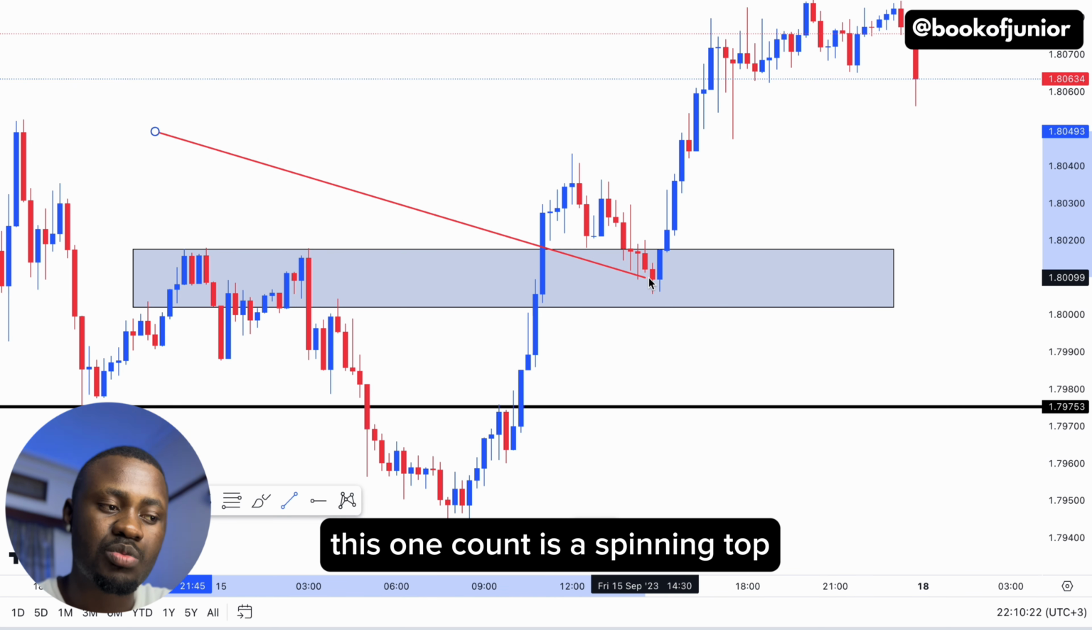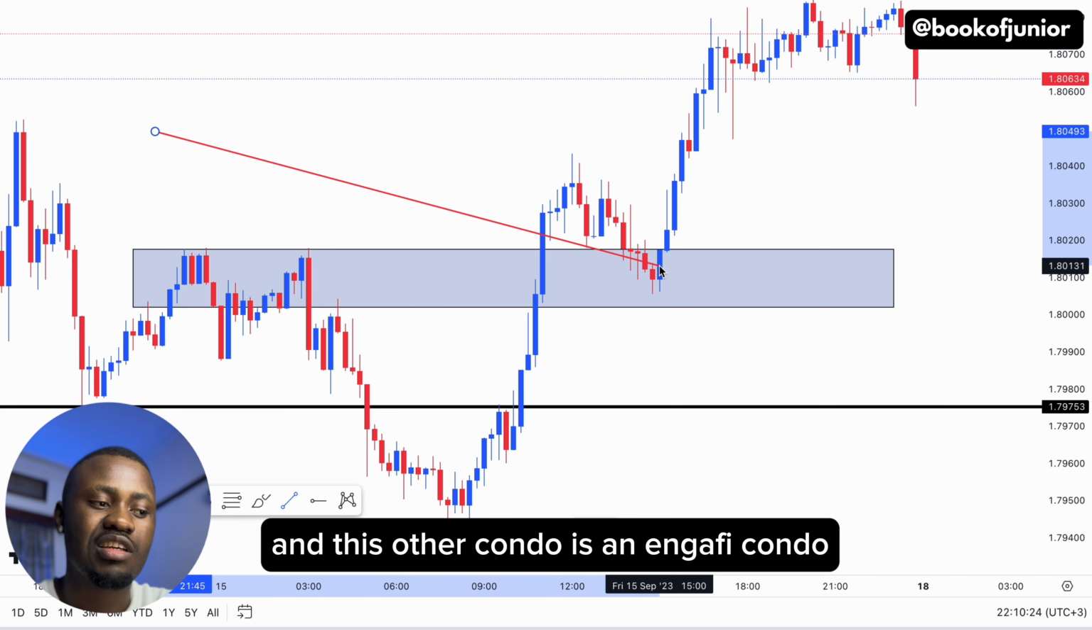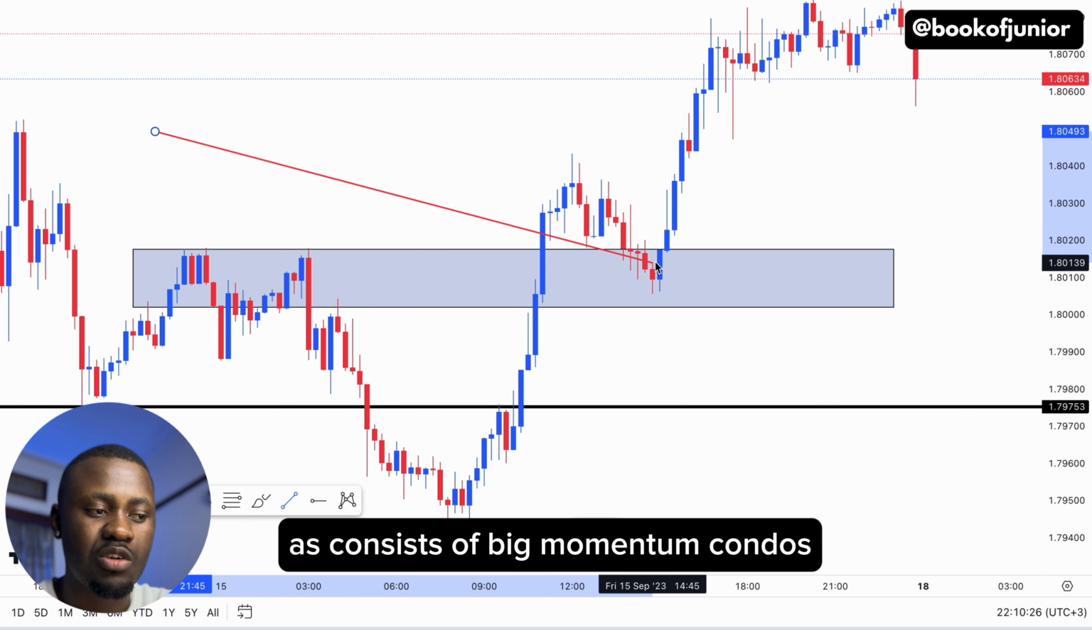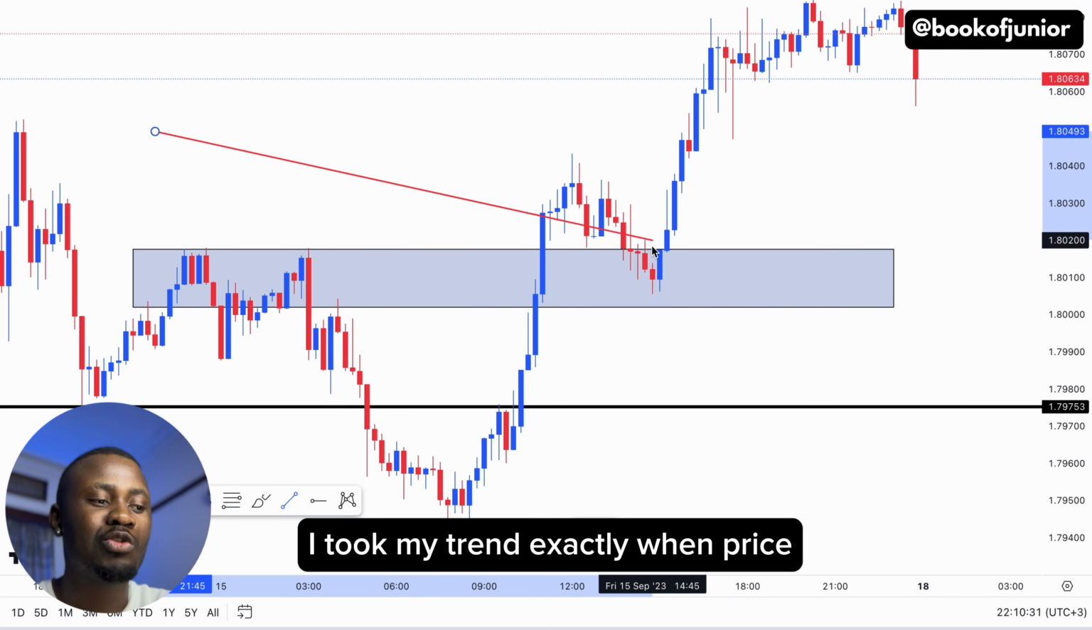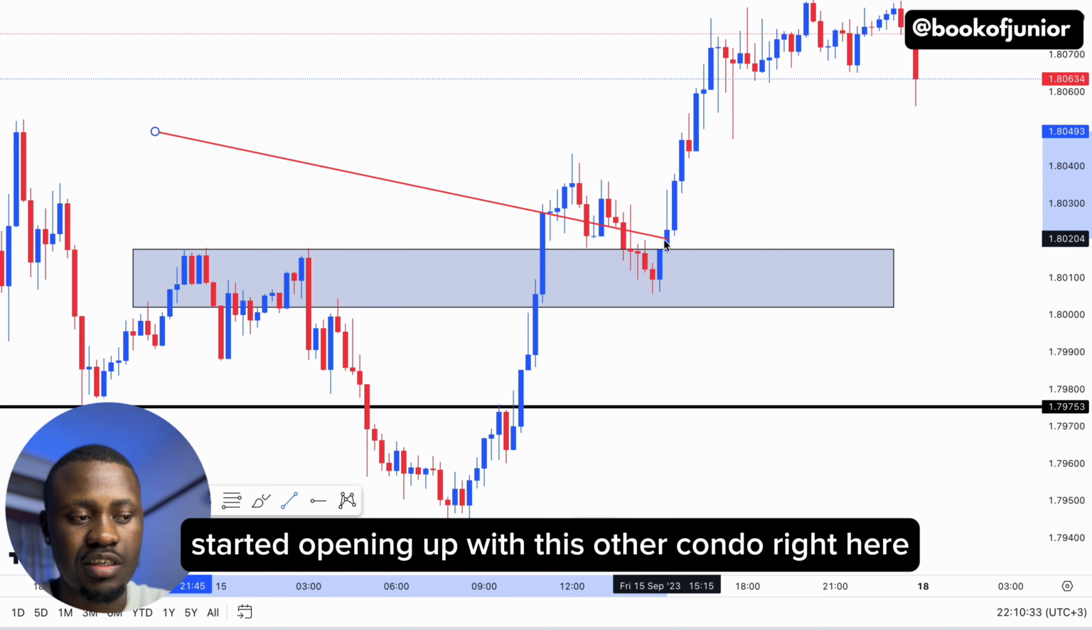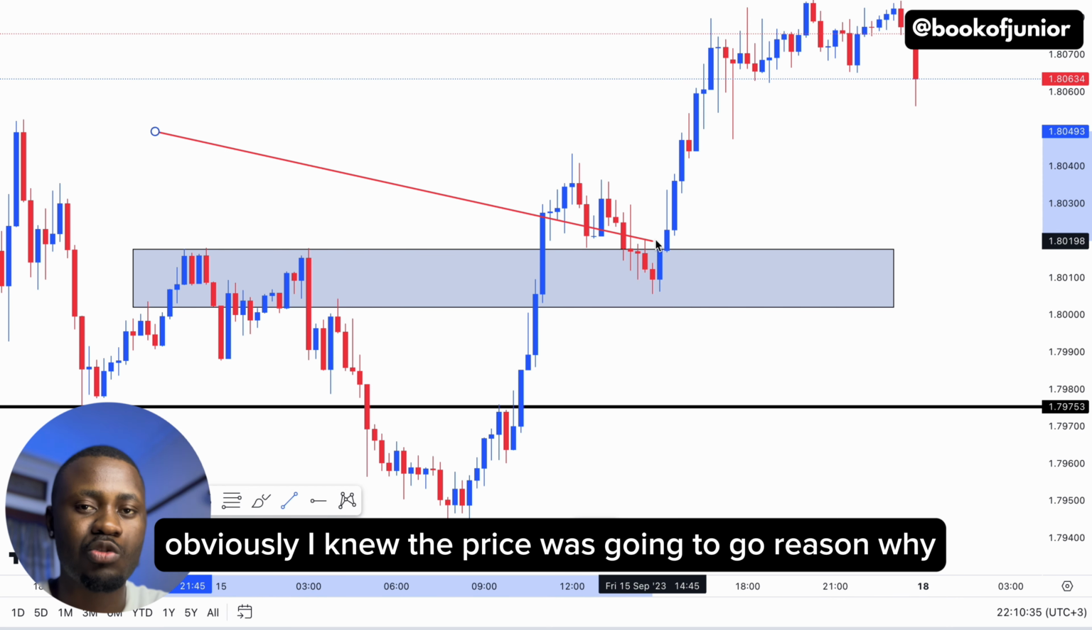So this one candle is a spinning top, and this other candle is an engulfing candle. As you can see, it's a big momentum candle, so making these two candles a bullish engulfing candle. So I took my trade exactly when price started opening up with this other candle right here. Obviously I knew where my price was going to go.